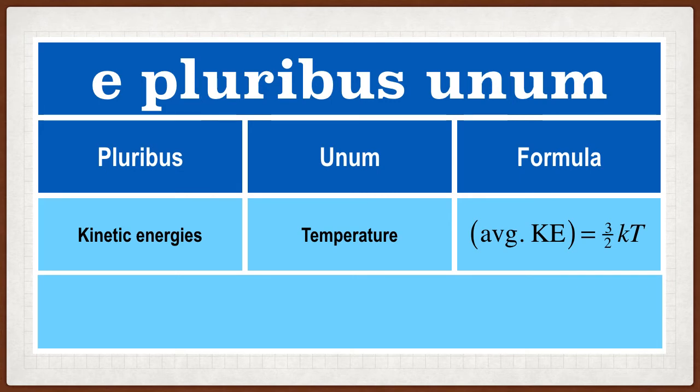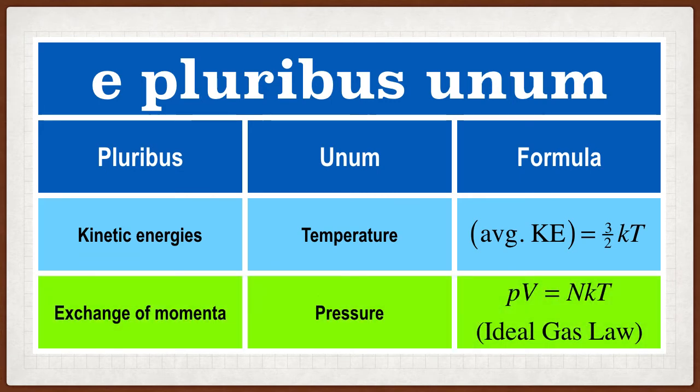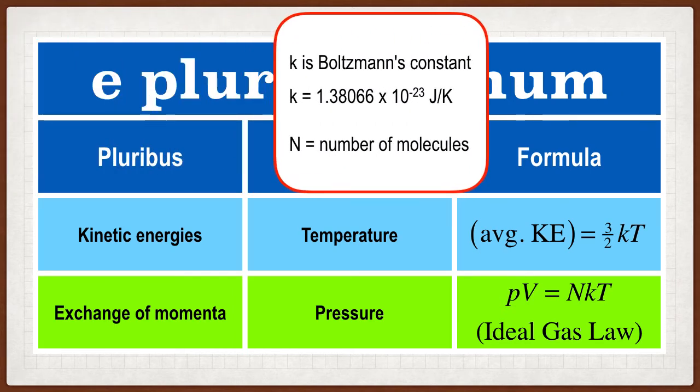Now, here's the exchange of momentum. Okay, there's the ideal gas law. Pressure P, volume V, equals N times kT. Now, little k is known as Boltzmann's constant, and capital N is the number of molecules in the gas. And that's related to the density as well.